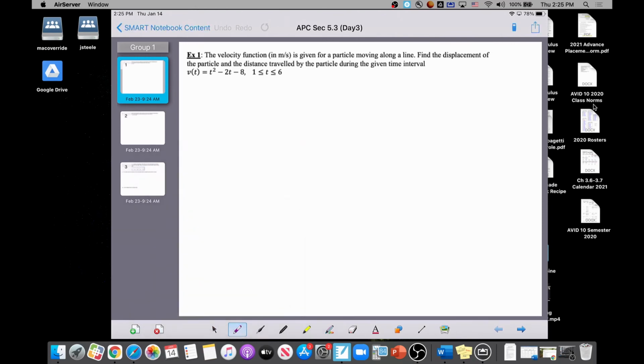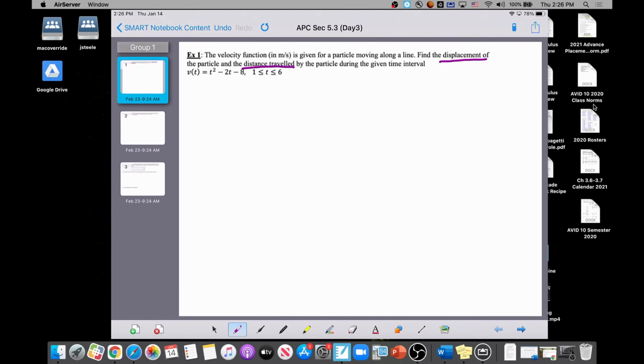So first of all, I want to clarify the fact that displacement and distance traveled are not the same thing. Distance traveled by the particle is the positive distance added to the negative distance, right? So it's the positive distance plus the absolute value of the negative distance, so it's like the total movement. Whereas displacement is just the change in position of the particle from its starting point to its ending point, okay? So those are going to be two different things that we are going to find, all right?